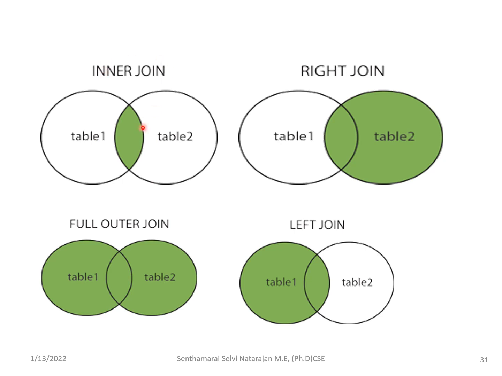Here you see, inner join gives only the matched records. Right join gives all the records in table 2 as well as the matched records in the other. Left join gives all the records in the left as well as the matched records in the right. Full outer join gives all the matched records as well as the records in the left and the right tables.